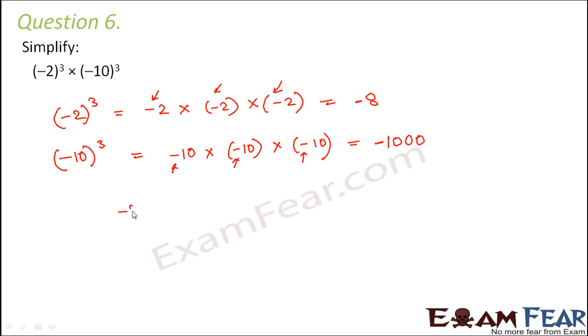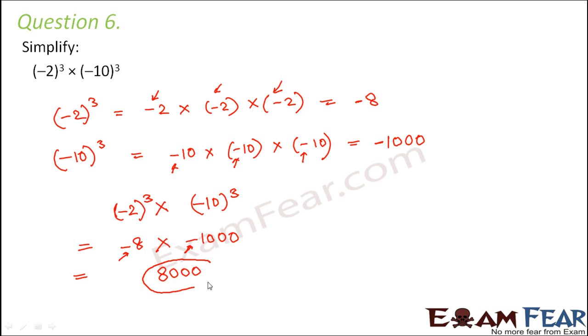So now in the question it says minus 2 to the power 3 multiplied by minus 10 to the power 3. So minus 2 to the power 3 is minus 8 and minus 10 to the power 3 is minus 1000. Now when you find this product, here also follow the same technique. First find the product irrespective of the sign, which is 8000. Now here how many times do you have the negative sign? 2 times. So 2 is an even number. Therefore the result would be positive. So 8000 would be the answer.